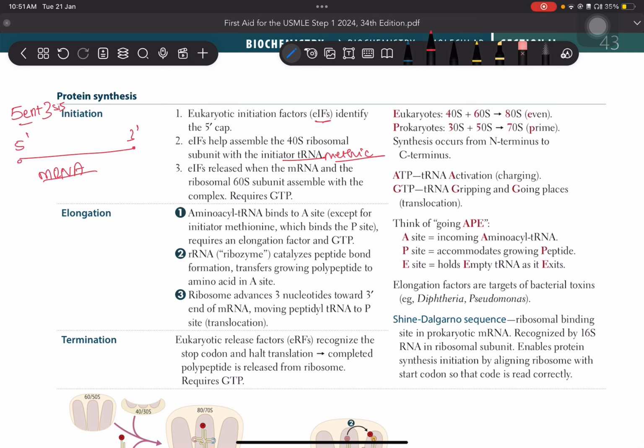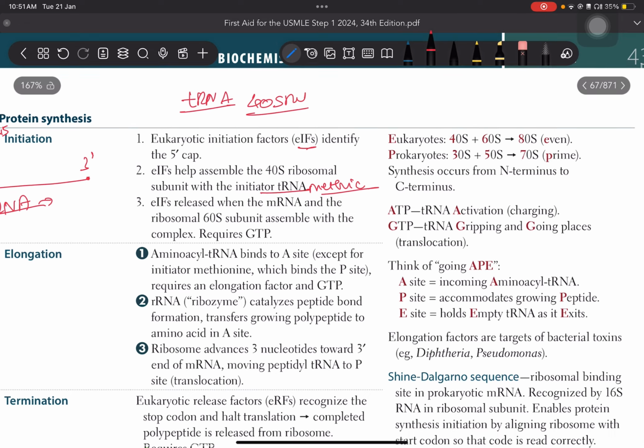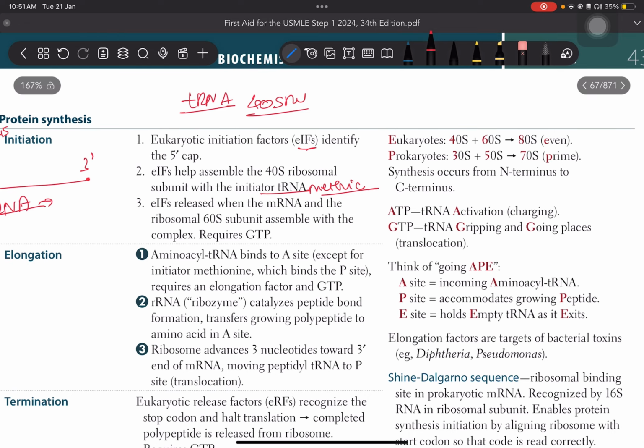All the setup has been done by your eukaryotic initiation factors and your tRNA. Before this enters the site of translation, you have tRNA and the 40S ribosome, which are ready to get attached to the mRNA. Once these eukaryotic initiation factors are released, the mRNA and the ribosomal 60S subunit assemble into the complex required, and it requires GTP.